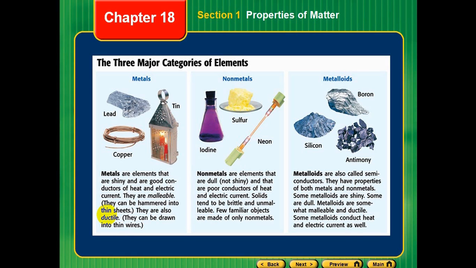Let's move now to the metalloids, the last group in the elements. Metalloids are like boron, like silicon, like antimony. We call them metalloids. Metalloids are between metals and non-metals. They have some properties of metals and some properties of non-metals.